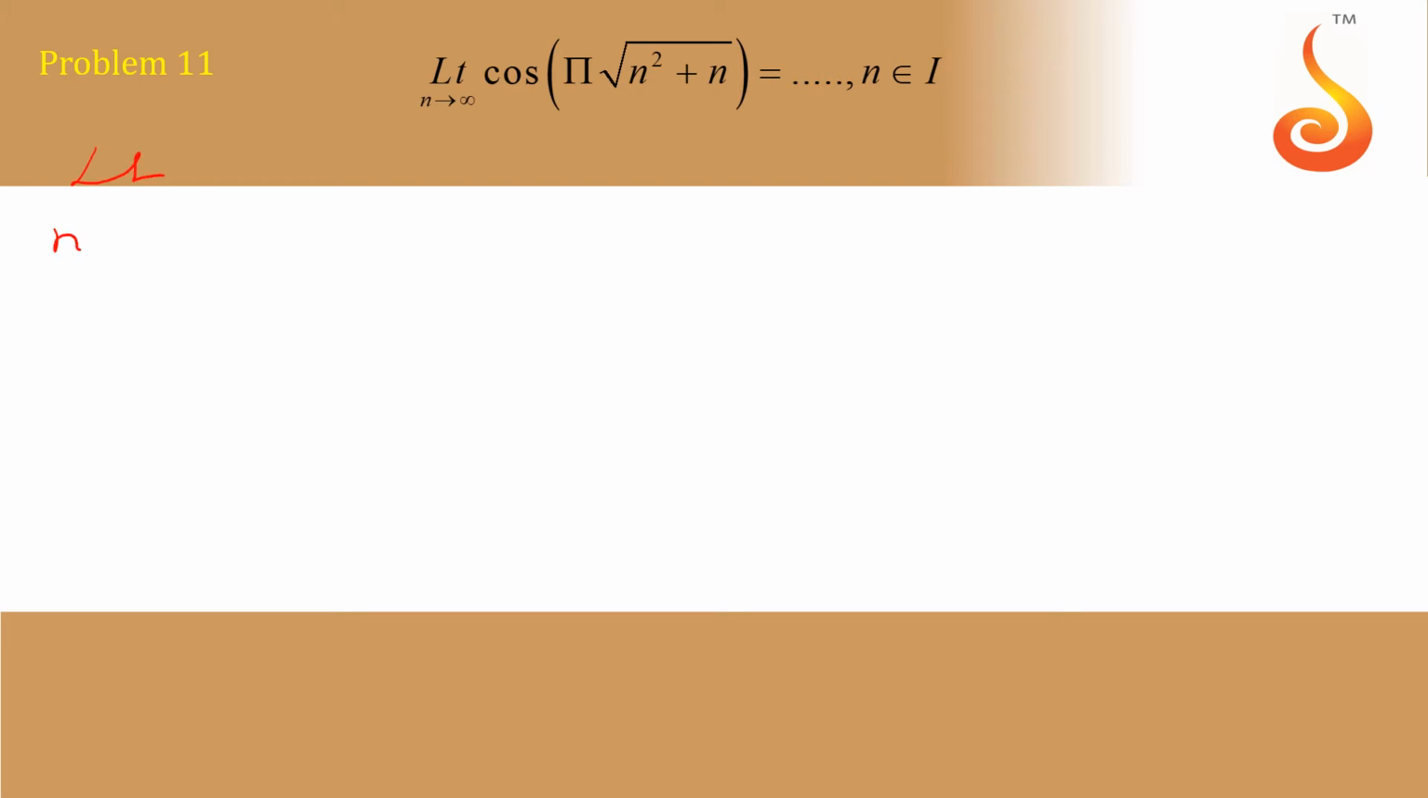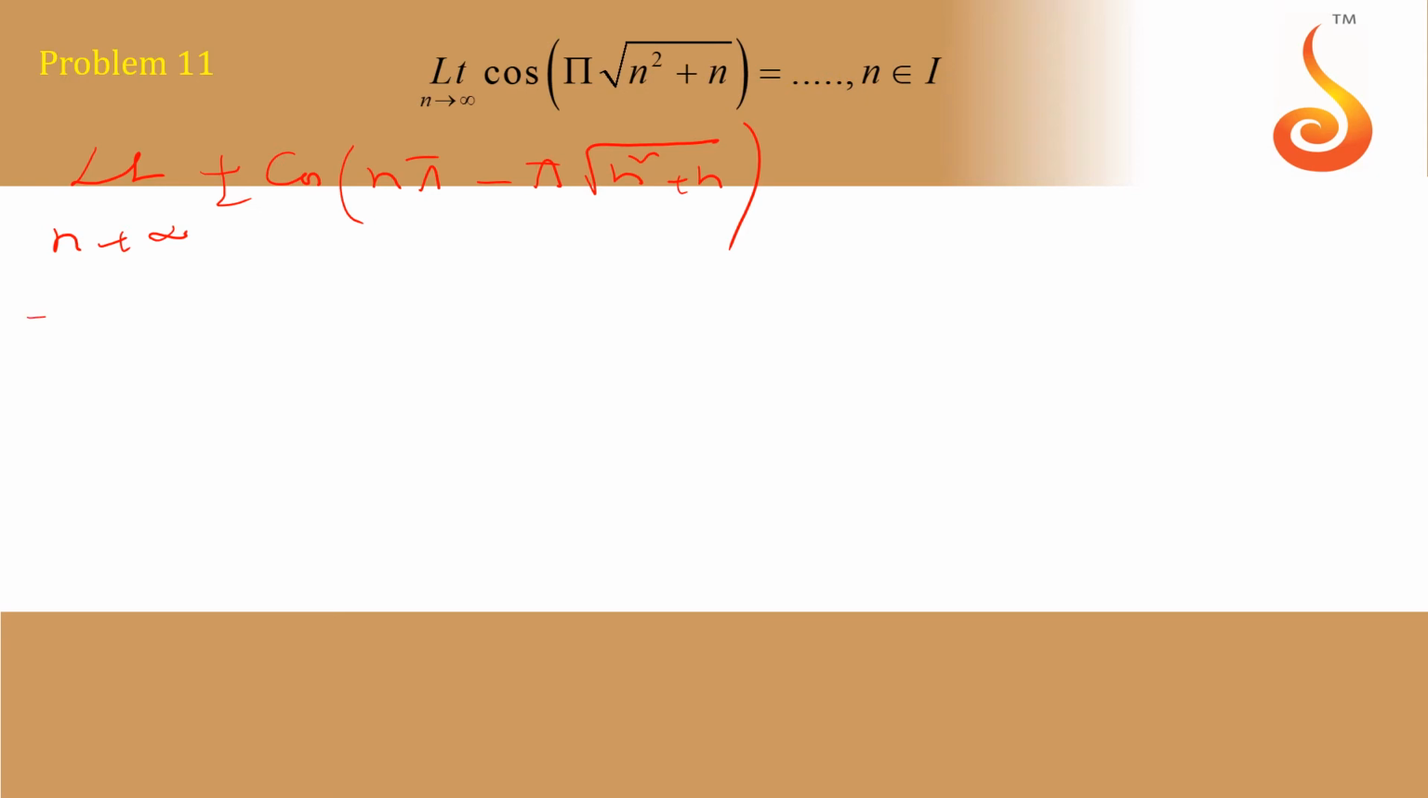Limit n tends to infinity. This cos, I am writing, n pi minus pi root n square plus n. But you know that if n is even, it will be cos. If n is odd, it will be minus cos. So I will take plus or minus to get the question.